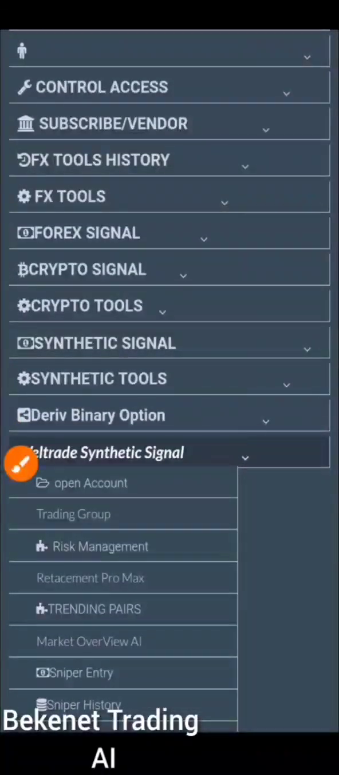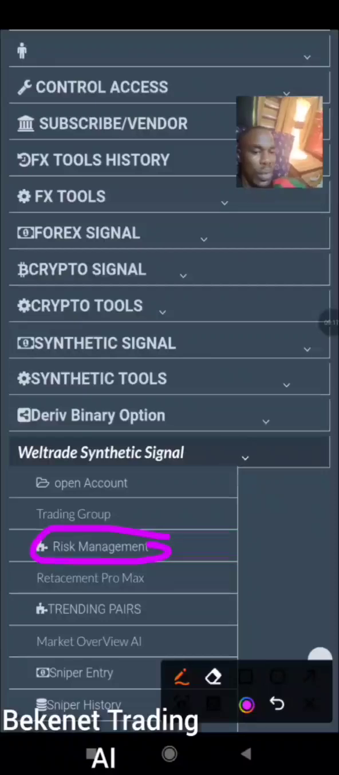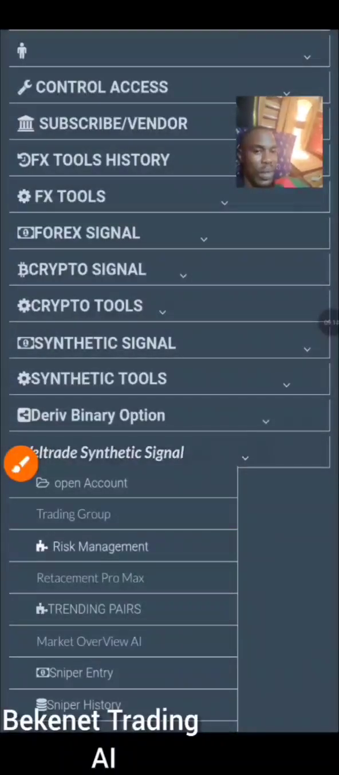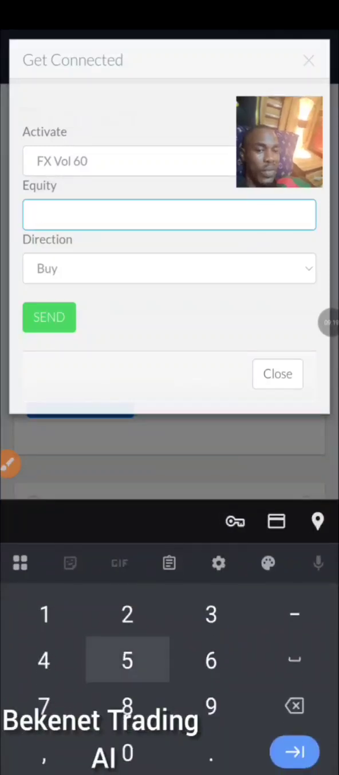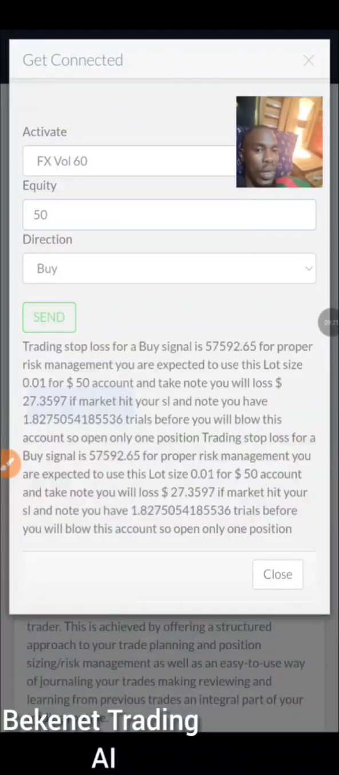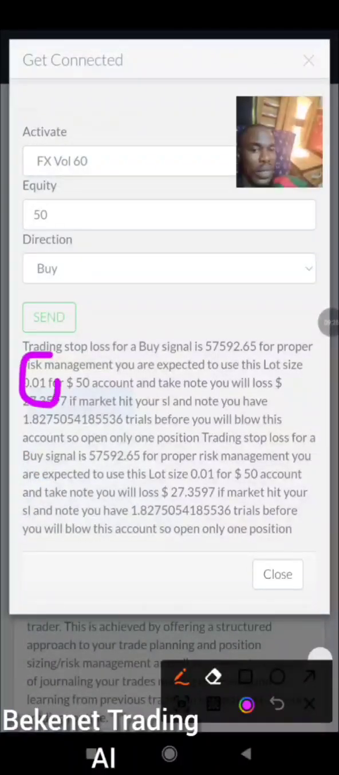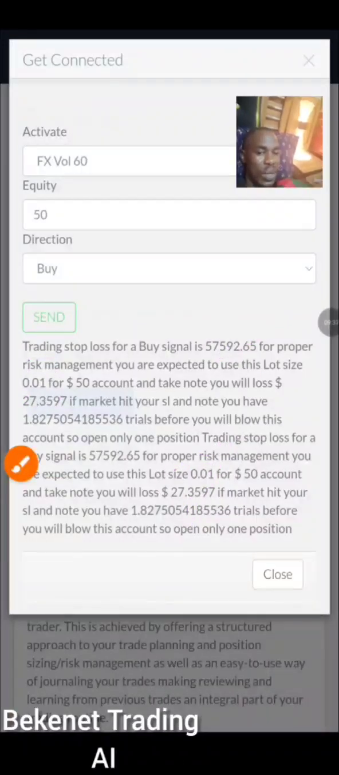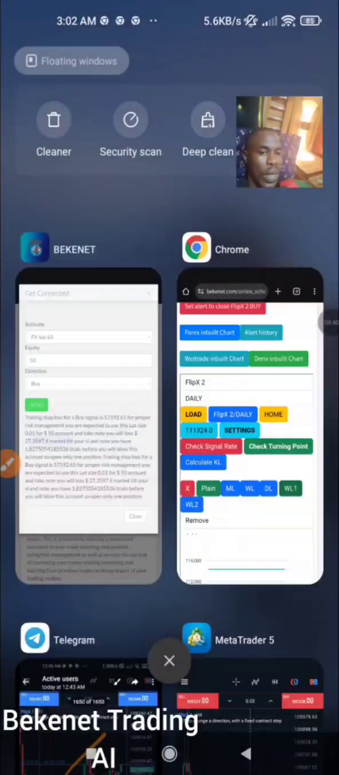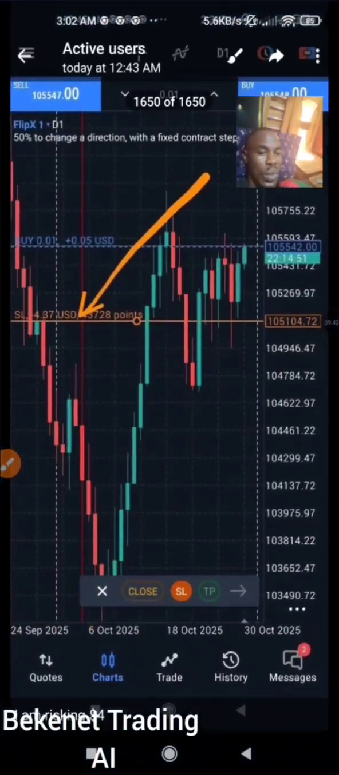Look at it, risk management. Very, very simple. Risk management is going to tell me the lot size I'm going to use. Let's say I'm using $50. I'll put it. All I'm looking for here is the lot size. Just read through. You click, look at it. It's telling me to use 0.01. That's all. Leave this stop loss. Just use the previous daily low for a buy, previous daily high for a sell. So this is how you generate your lot size and you relax yourself and trade without stress.